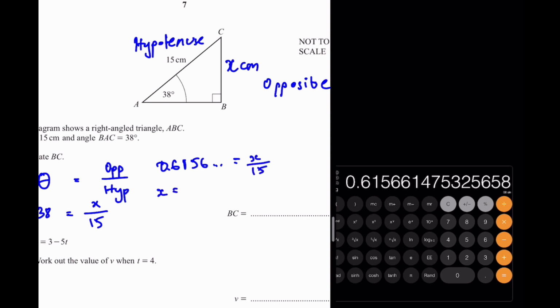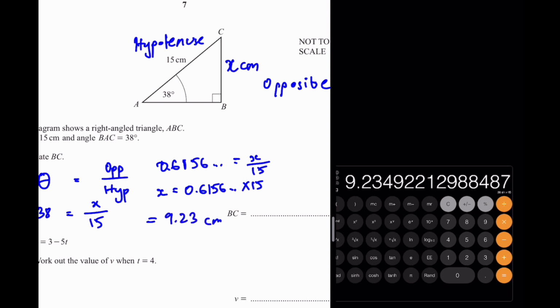X equals 0.6156 and so on multiplied by 15, and we get the answer as 9.23 centimeters to 2 decimal places. That's the answer.